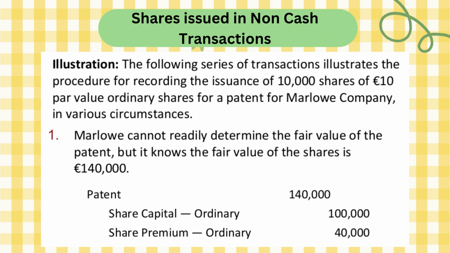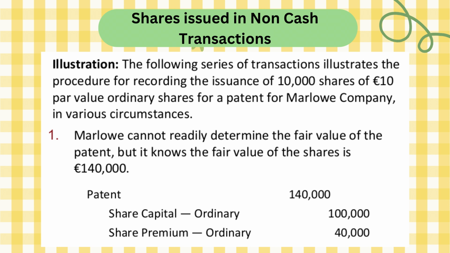Now, shares issued in non-cash transactions. It means I'm gonna issue the shares, but I'm not gonna receive cash. I'm gonna receive something else. Now, the following series of transactions illustrates the procedure for recording the issuance of 10,000 shares of 10 par value ordinary shares for a patent of Marlowe Company in various circumstances. Marlowe cannot readily determine the fair value of the patent, but it knows the fair value of the shares is 140,000. So it is the value for the patent.